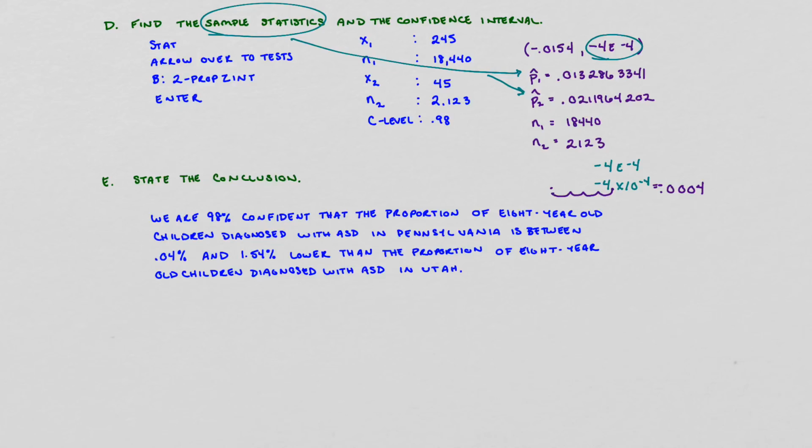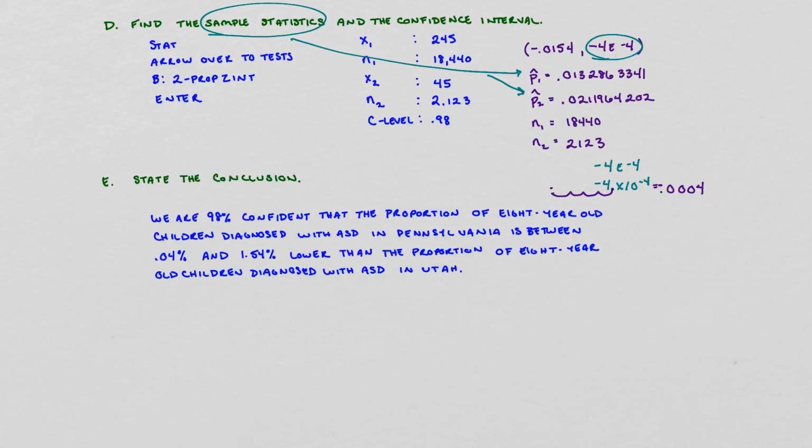Two, I translated that negative symbol into the word lower. Remember, we're looking at the difference of these proportions, specifically P1, or the Pennsylvania group, minus P2, the Utah group. Since both my lower bound and my upper bound are negative values, this tells me that my proportion for P1 is smaller than the proportion for P2. So in other words, my proportion for Pennsylvania of their children being diagnosed with ASD is going to be a smaller value than the proportion of children that are being diagnosed with ASD in Utah.